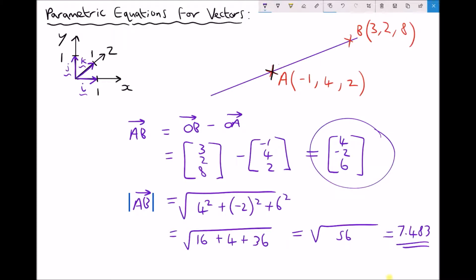So in this tutorial, we've used the equation of a line in vector form to find the coordinates of a second point on the line, point B. We've then used that to find the vector AB, and we've finished by finding the distance between A and B, which is the same as the magnitude of the vector AB. And the distance between points A and B in this case was 7.483.